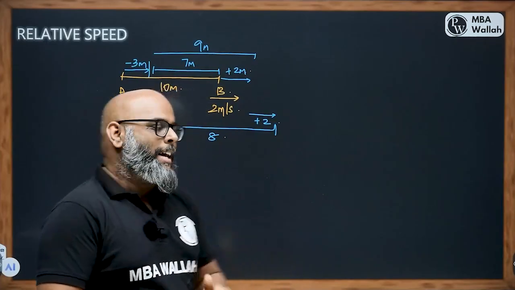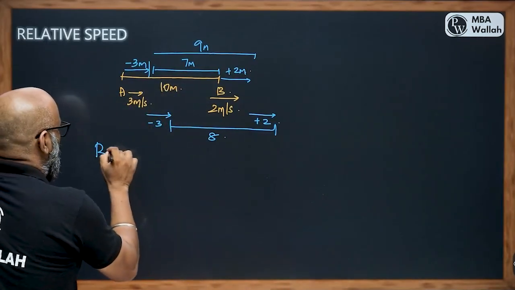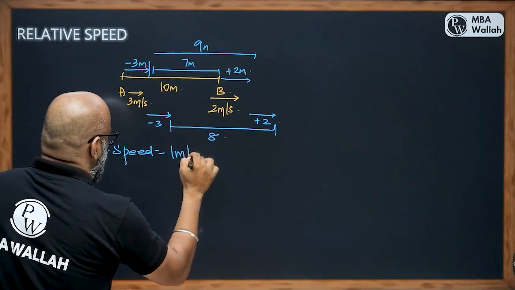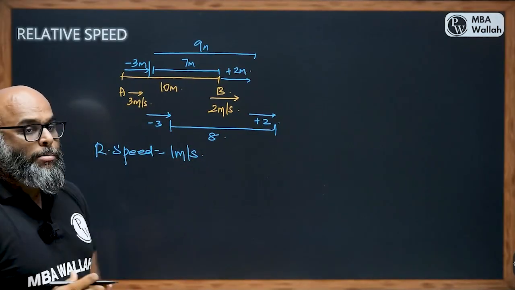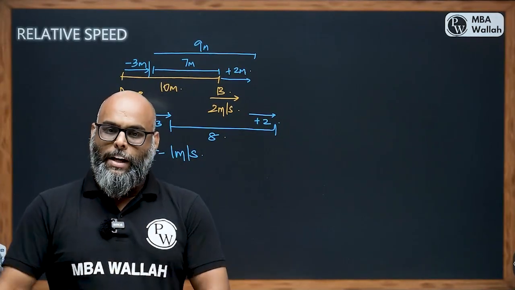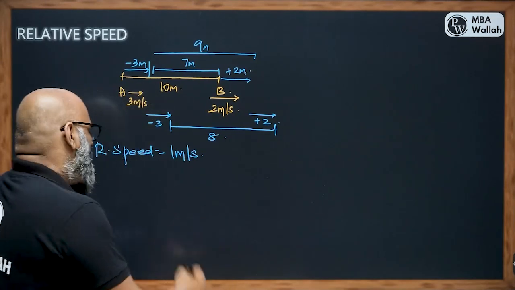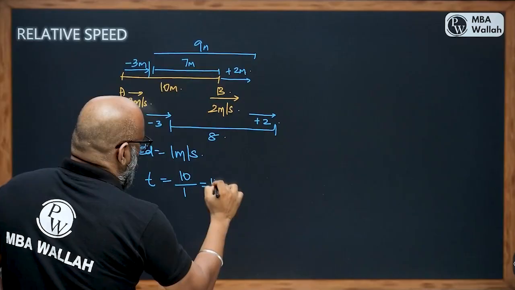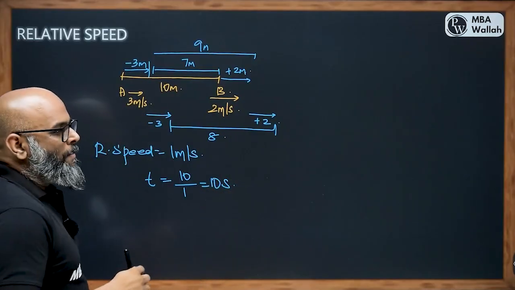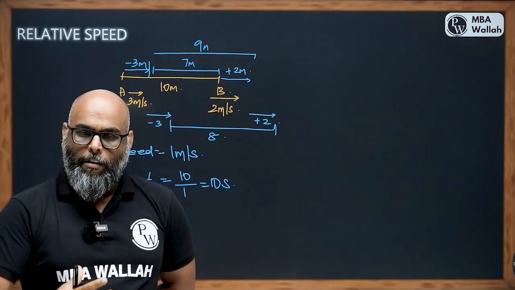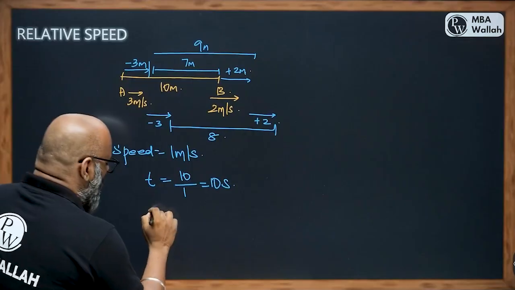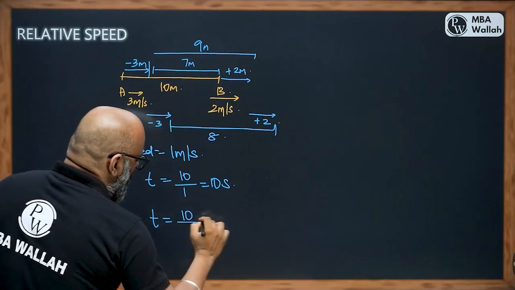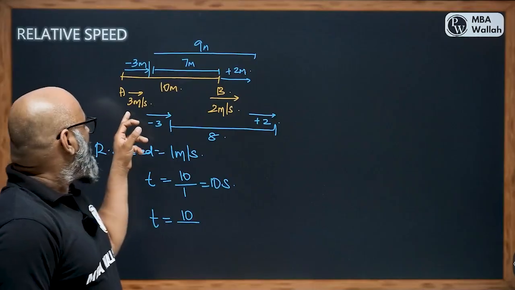Or I can say the relative speed is equal to 1 meter per second. If it keeps reducing by 1 meter every second, what would be the time taken? Time taken would be 10 divided by 1, that would be 10 seconds. If I want to put it in an algebraic way, in a formulaic way, the time taken will be, the 10 happens to be the distance divided by, what is the time taken?